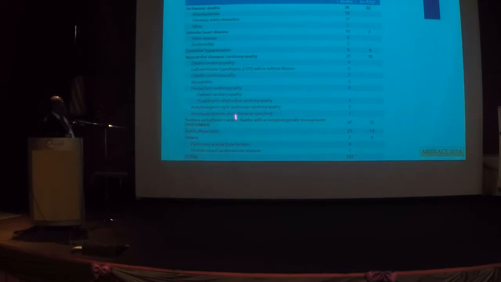Now here are the causes of maternal death in the UK. A significant number died because of cardiomyopathy, but largely they had arrhythmic deaths. And that is extremely important. If you have a mother who suddenly collapses, it is not always pulmonary embolism. It could be an arrhythmic death.